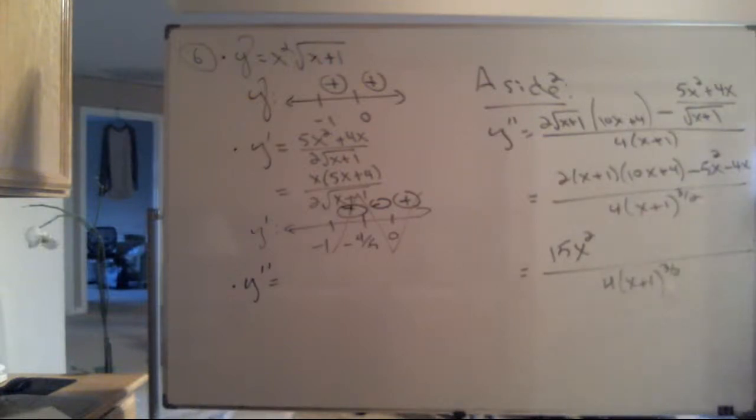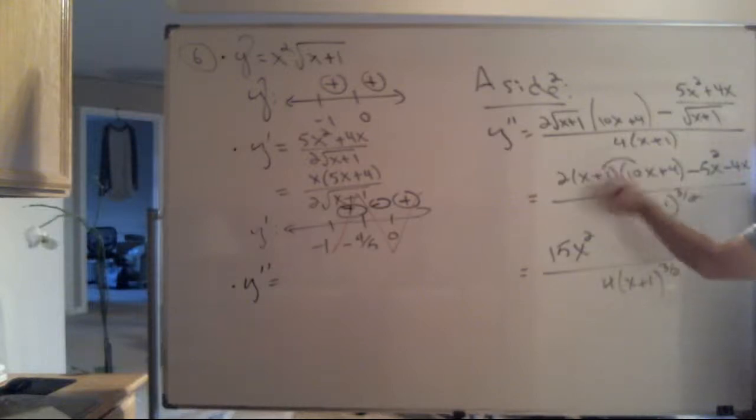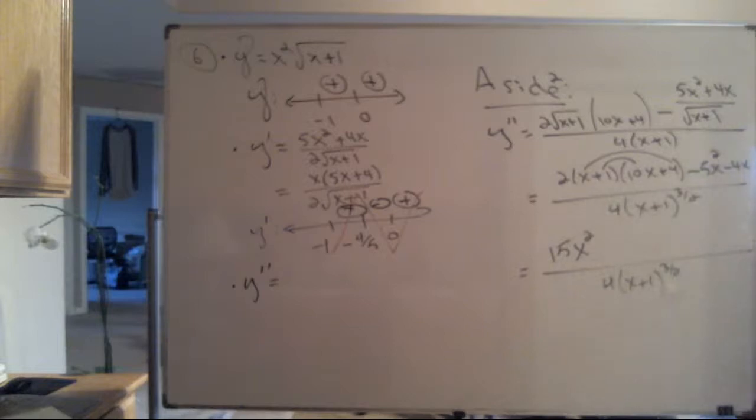Doubling gives me 20. Oh, I lost it, sorry. 10x plus 4x is 14x. Double that gives you 28x. Take away 4 of the x's from 28 of them, it gives you 24 of them. And then finally, for constants, that gives you a positive 8.